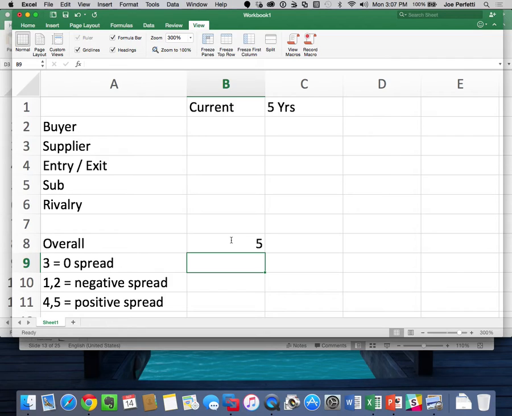Then, using the 5 forces, I want you to score each one on a 1 to 5 scale. And here's the way I want you to think about it. If that force helps the industry achieve a positive spread, score that force a 4 or 5. It's not whether the force is strong or weak. It's whether or not the force helps the industry spread. If the force hurts the industry spread, 1 or 2, and if it's kind of indifferent, 3.